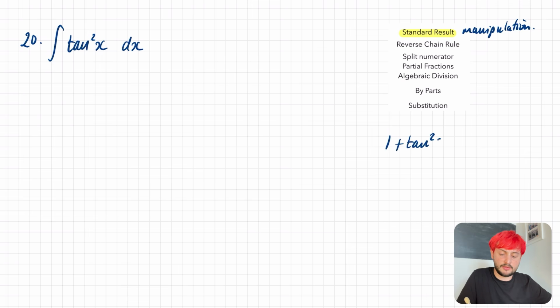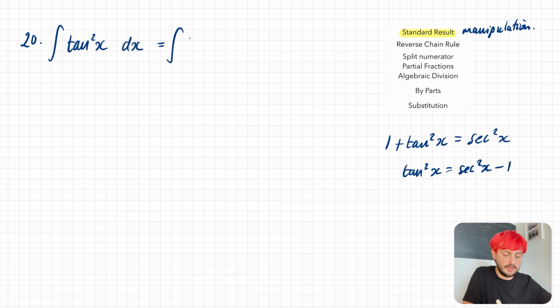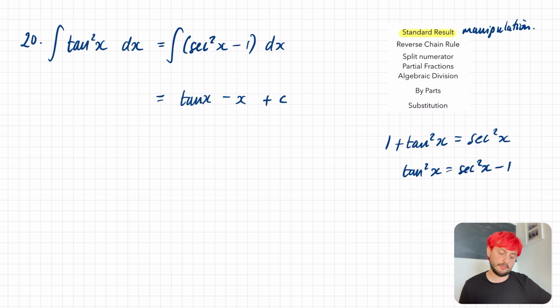We know that 1 plus tan squared x is sec squared x. This we don't know how to integrate. This we do know how to integrate. So we can say that tan squared x is sec squared x minus 1. So I can rewrite this as sec squared x minus 1 dx. And I know that the integral of sec squared x is just tan x, and I know that the integral of 1 is just x. So we get tan x minus x plus c.